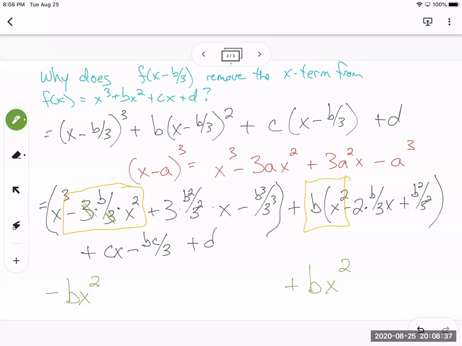I'm not going to carry out any more algebra. I'm just going to say we can now see that using the horizontal translation to the right of b over 3 cancels out the quadratic term. Hope that's helpful.